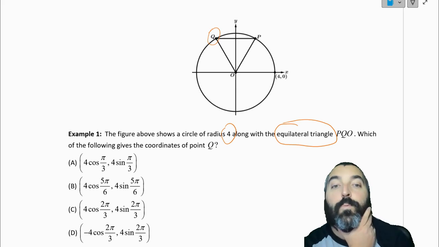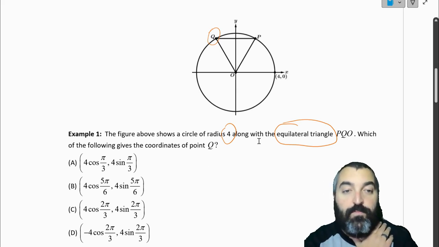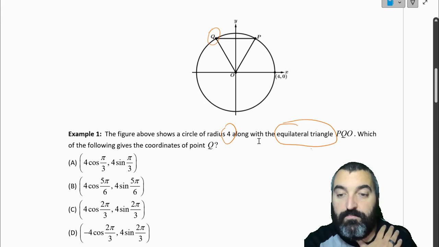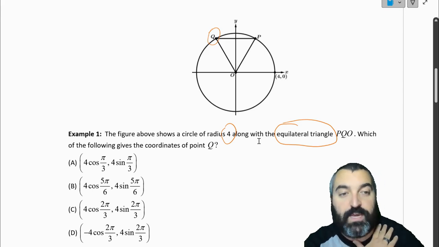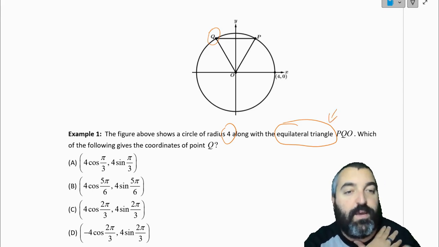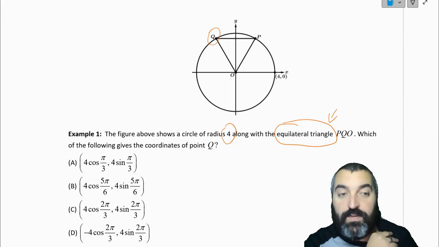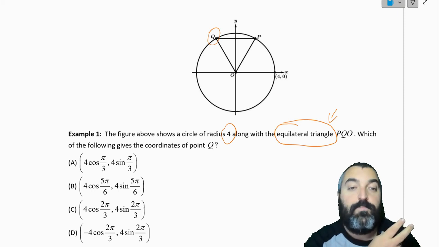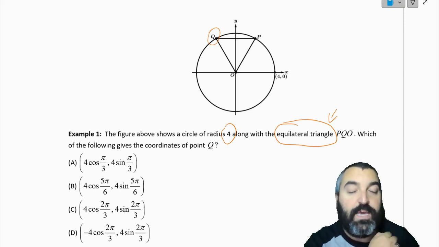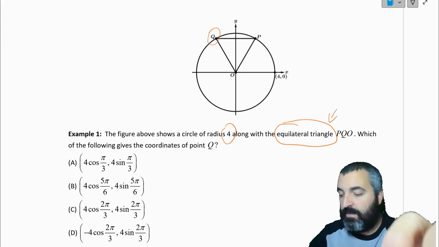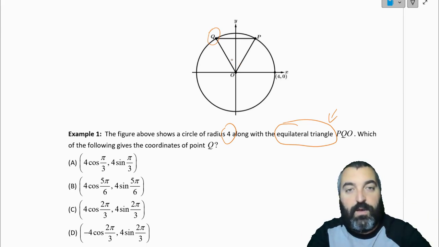Well, we have the radius, but do we have the angle? Well, we do. They kind of gave it to us in a sneaky way by saying an equilateral triangle. A couple properties of equilateral: all the sides are equal, but because it's a triangle, all the angles are then equal. Well, they would all be pi thirds. So they're all pi thirds, which is great. So this angle here is pi thirds.